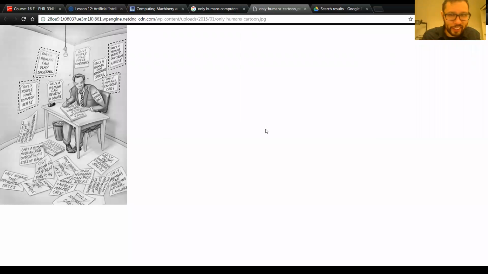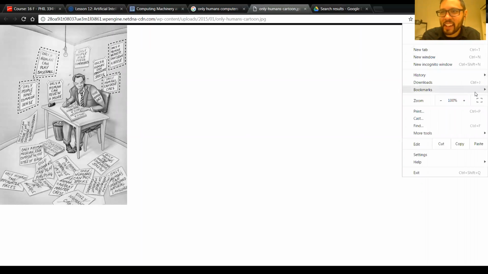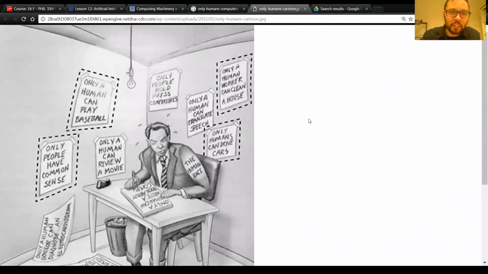Yeah, this is a little comic I like. It gives a sense of some of the issues with these kinds of "machines can't do X" arguments.